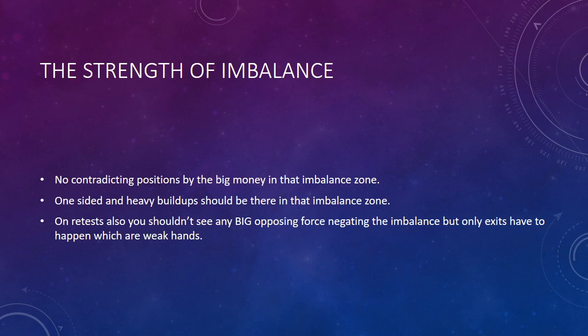Though the size of that short is big, it is not to be taken as a contradicting position. It has to be taken as contradicting only if it's equal in size and not dominating on one side. That accompanying quantity, whichever they have entered, they usually enter it for exiting when the weak hands are exiting. So when you see that quantity exiting, that becomes your perfect entry.